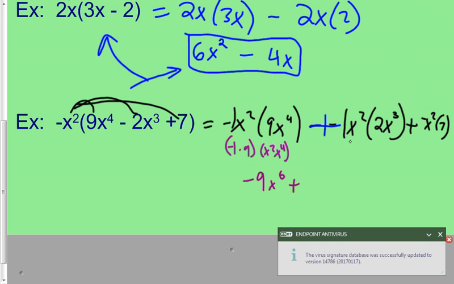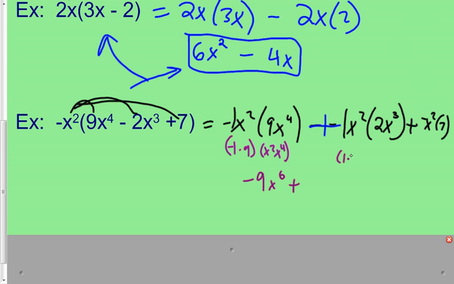Now right here we have, really we have the 1 times the 2. That should be easy, so we have 2 in front. And then we have x to the 2nd power times x to the 3rd power, and that would make x to the 5th power. All right, then we have our plus again.